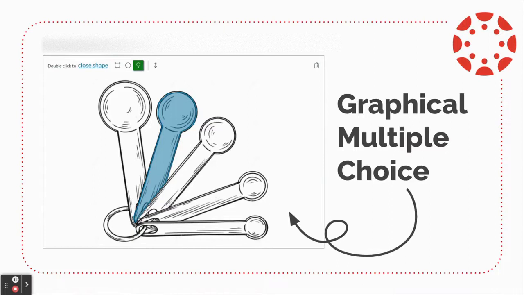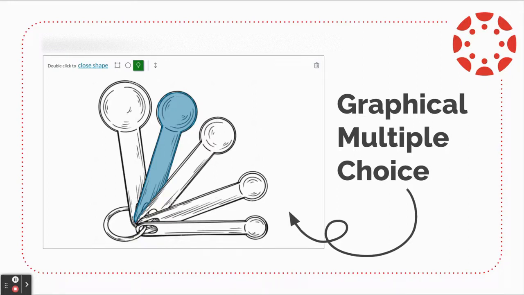Then this is just a graphical multiple choice question, so there are various regions within a single picture that students can select from instead of having a traditional A, B, C, D to select from. So it's very visual and is really great for our 21st century students to demonstrate what they know.